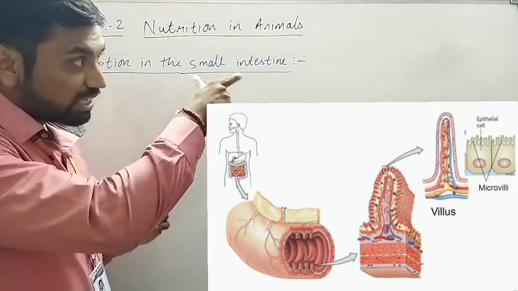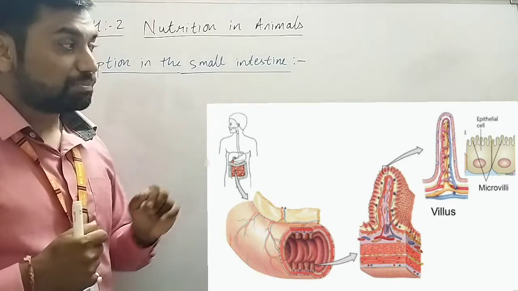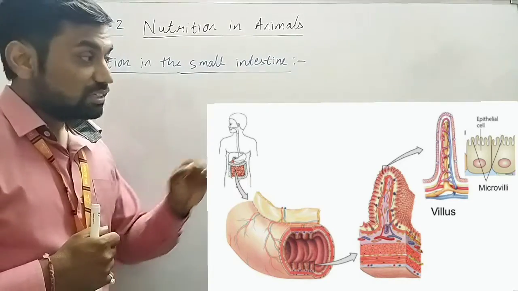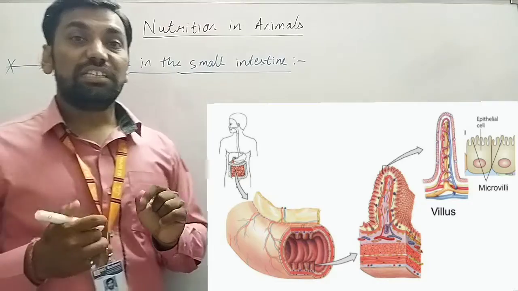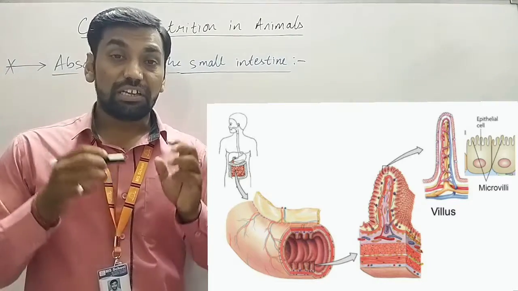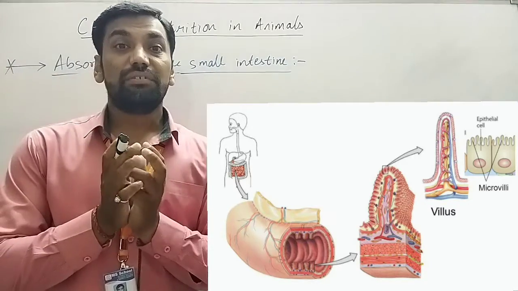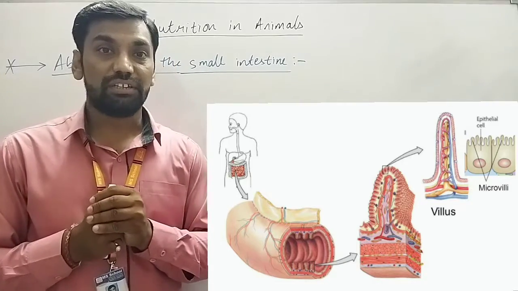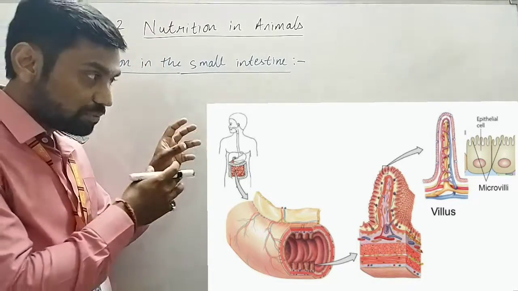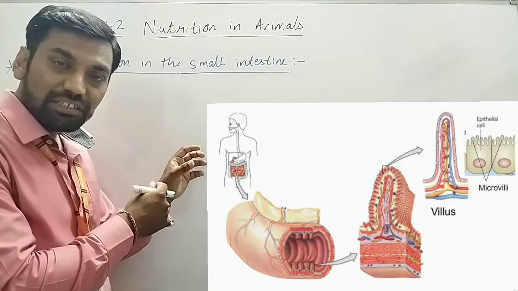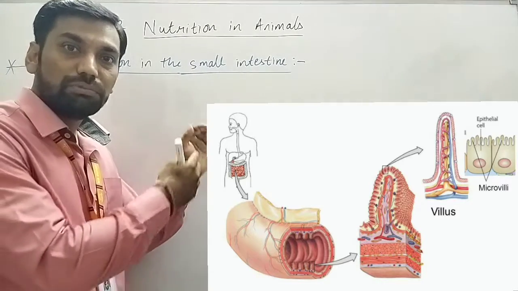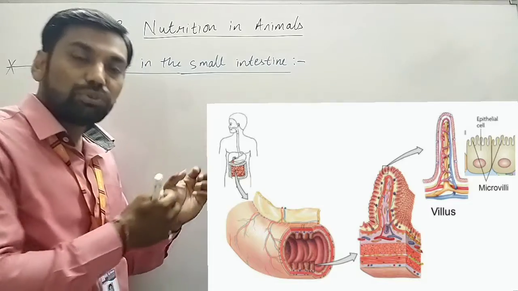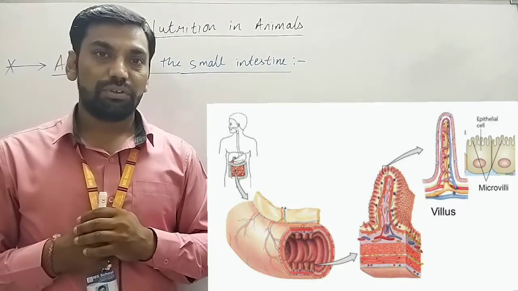Now you can see in the next picture that each villi is connected with many networks of blood vessels, wherein the digested simple molecules from the intestine get absorbed into the blood vessel.